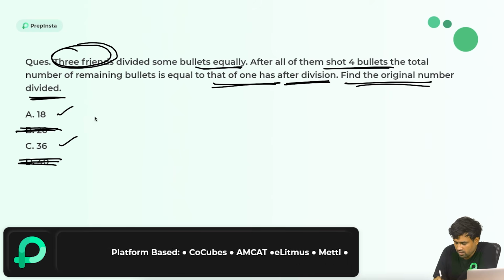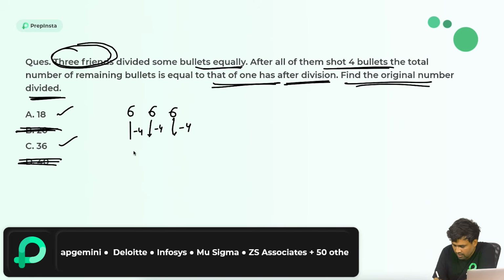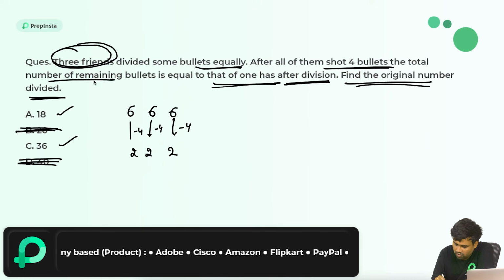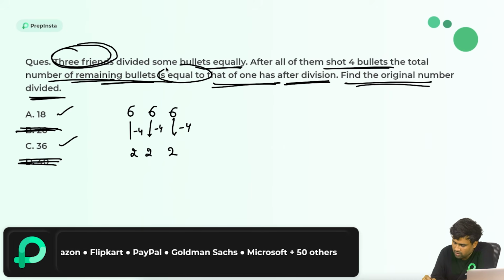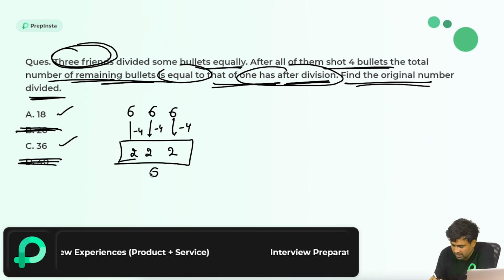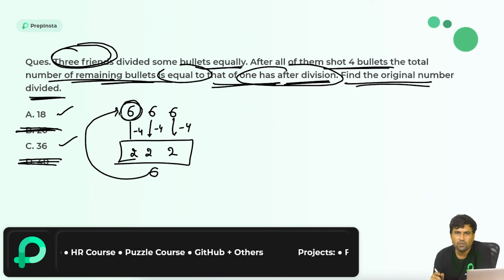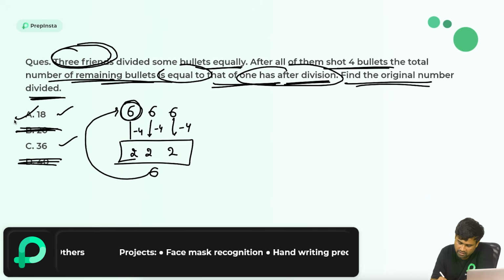So just look here. 18 is divided into 3 parts: 6, 6, 6. And everyone shot 4, so minus 4, minus 4, minus 4, and they are left with 2, 2, 2. What is the condition they have given? The number of remaining bullets is equal to that which one has after division. So the total sum of the bullets left is 6 and it is equal to the 6 bullets one has after division, right? So option A is your answer.